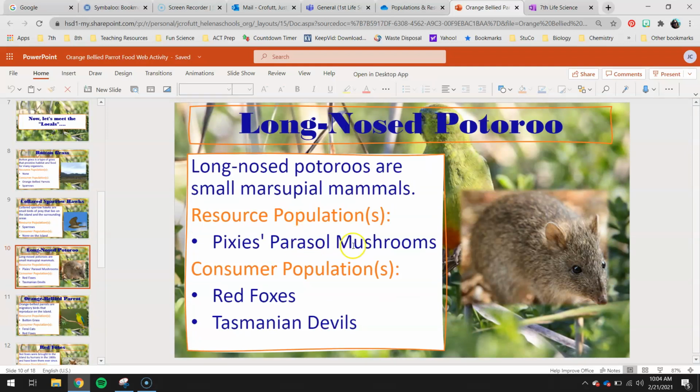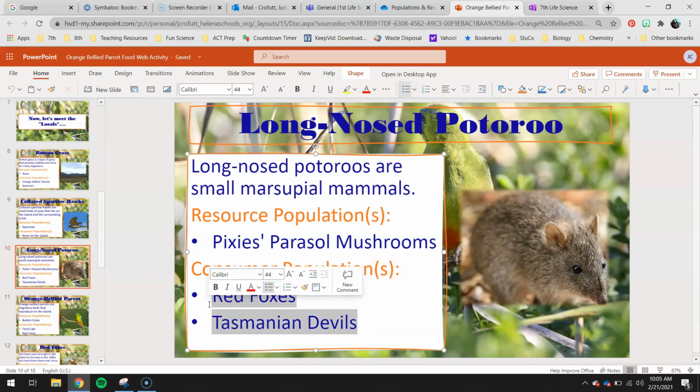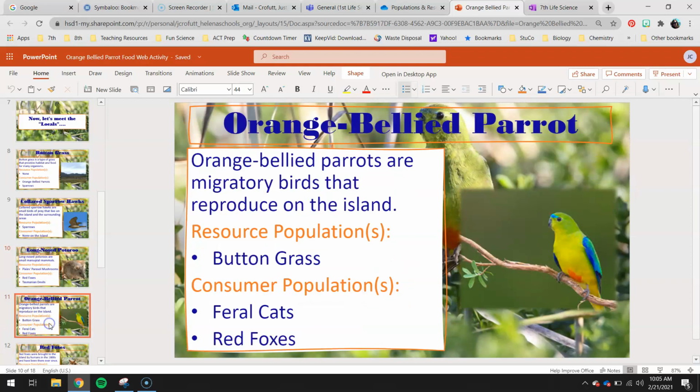Okay, long-nosed potoroo. The long-nosed potoroos are small marsupial animals. If you know what a marsupial is, or if you don't, they're little animals that give birth to their baby almost prematurely and then carry them in a little pocket until they're old enough to survive on their own. So they have their resource population, again this is what they eat, which is the pixie's parasol mushrooms, which you are going to learn about. And then the consumer populations for this potoroo are red foxes and Tasmanian devils. So those are the two organisms that hunt and eat this little marsupial.